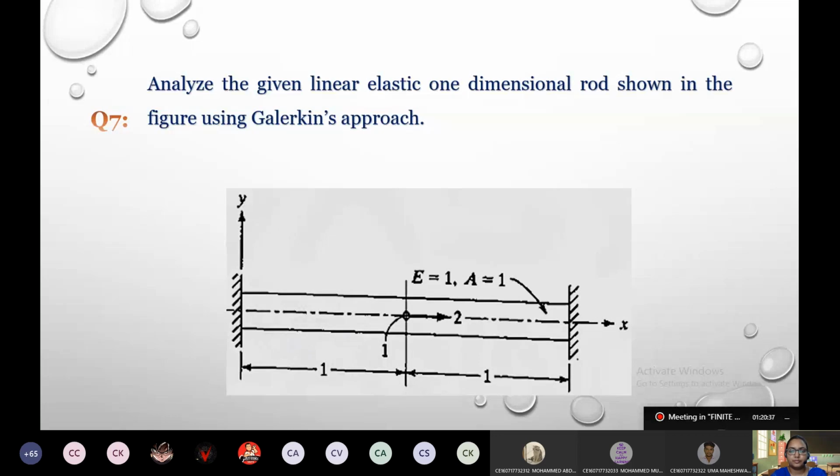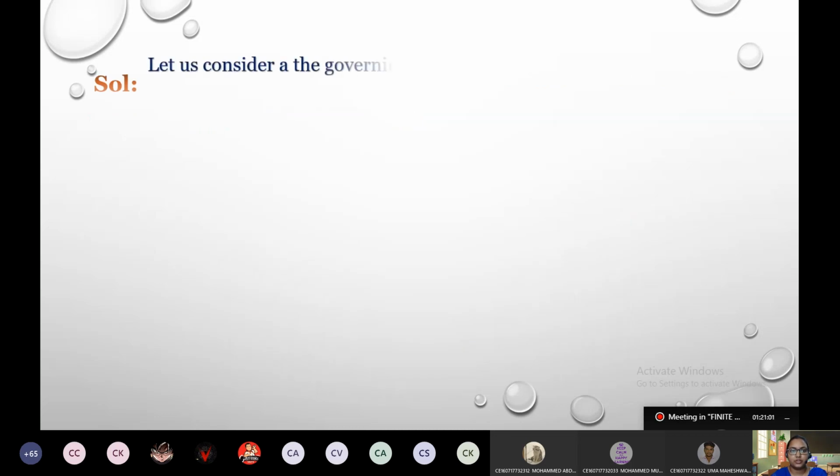Faster, please. Take down the figure and just mention: analyze the given figure using Galerkin's approach. That's all. You cannot give much time like this. I'm going forward. You may please note down the question number you have written for the potential energy approach. All right, we'll start with the solution.